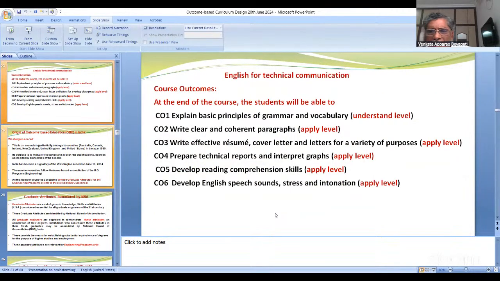Then, any engineering college or science college will always have English for technical communication. Therefore, I am showing one example of English for technical communication. Course outcomes.